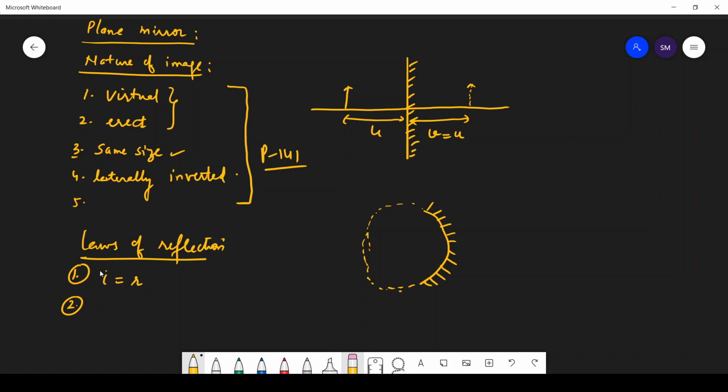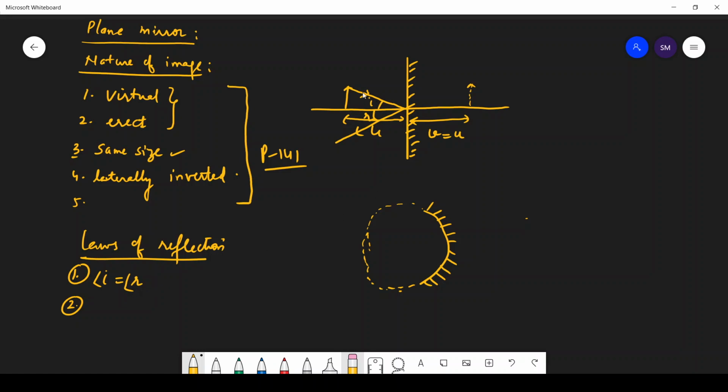Second is, so we want to angle. Second thing is that, suppose a ray is incident on this plane mirror, then this angle of incidence, so it will be angle of, this is the reflected light, and this is the angle R. So angle of incidence and angle of reflection are same.